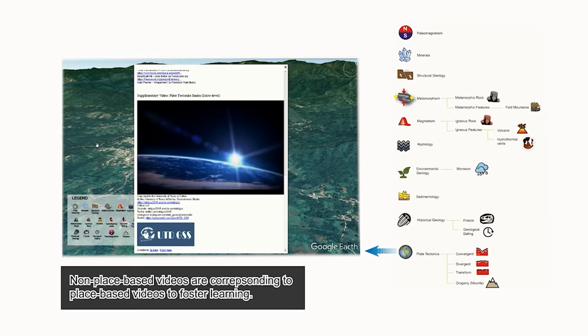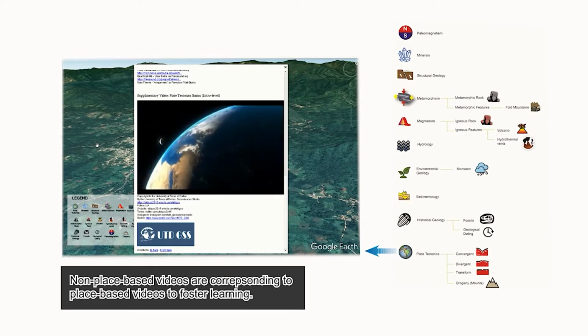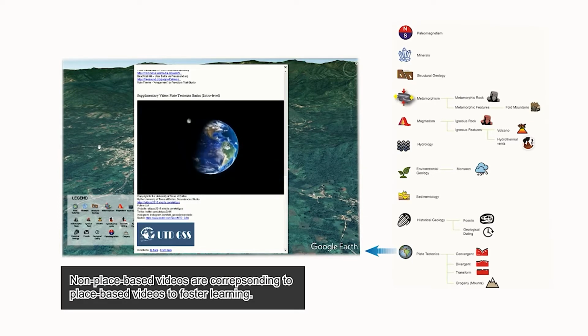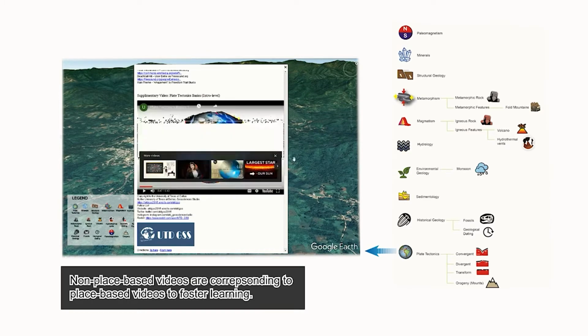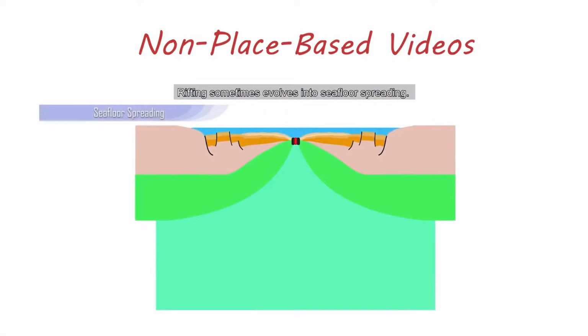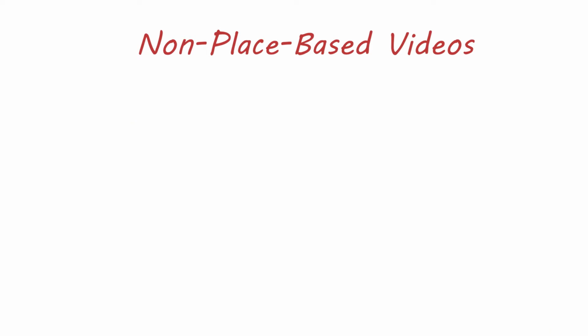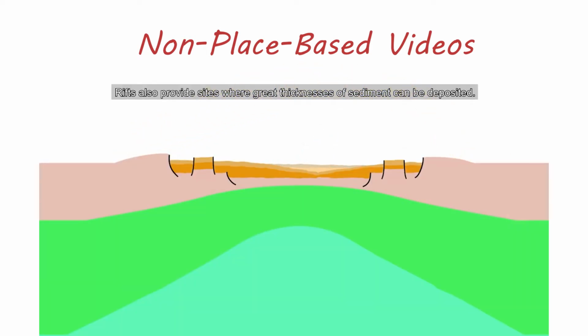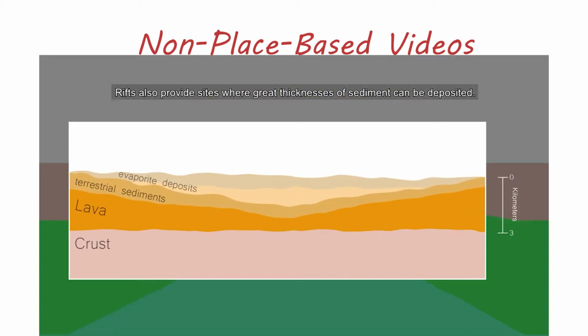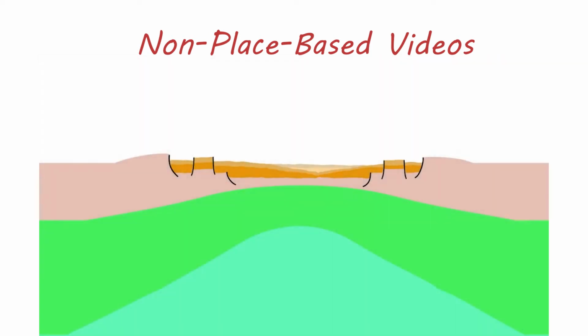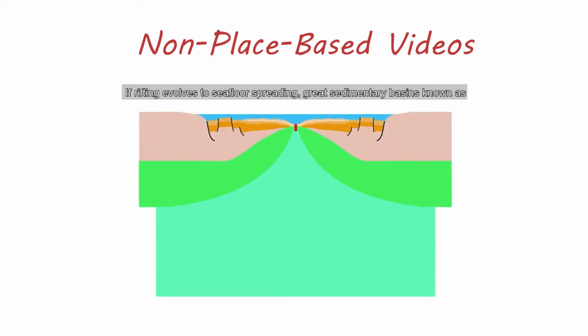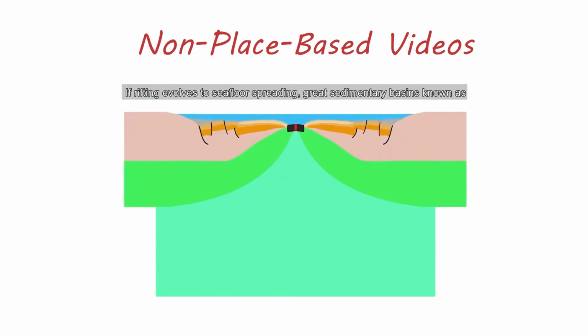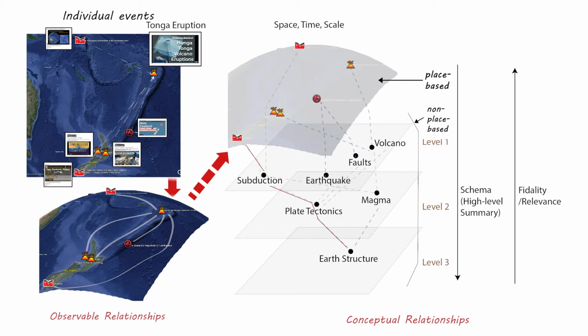Moreover, there are many videos available online that can not be directly related to places. They are not directly about these observable events or objects, and they are more about abstract concepts or high-level knowledge of geoscience. We name these videos non-place-based videos. In this geoscience video library model, we use these non-place-based videos to support the learning of the place-based videos.